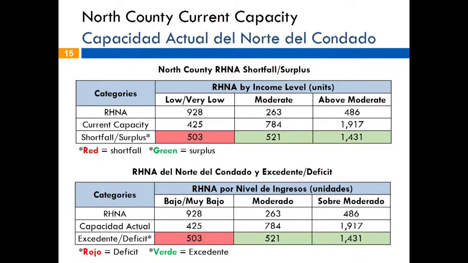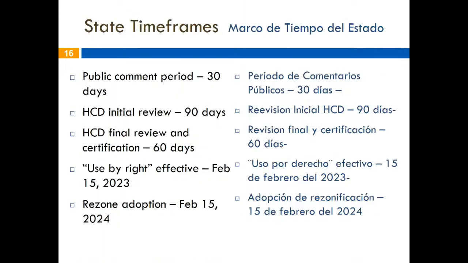This shortfall can be made up through rezoning sites to higher residential densities, which the county will do as part of the housing element update.